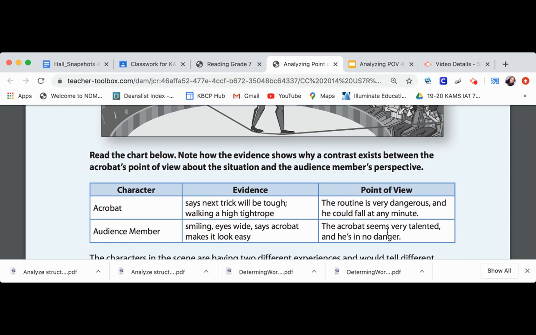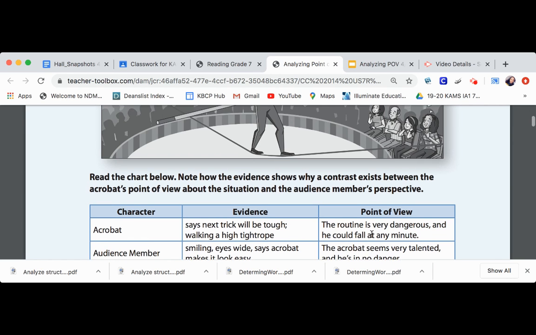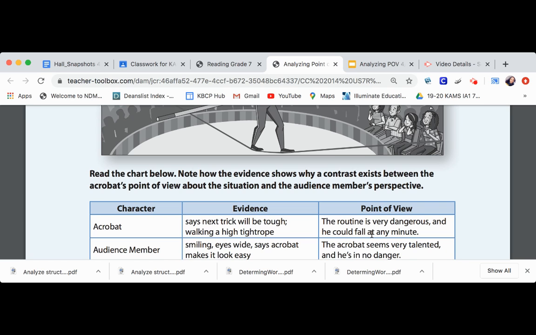So maybe if Miss Hall just mixed you up with my example that kind of fell off, this is a perfect example of how the acrobat is thinking a whole different thing. He's walking this line. He's thinking in his head, this is going to be tough, and he knows that this is dangerous. So his point of view is that the routine is dangerous and he basically has to be focused because anything can happen at any little time.